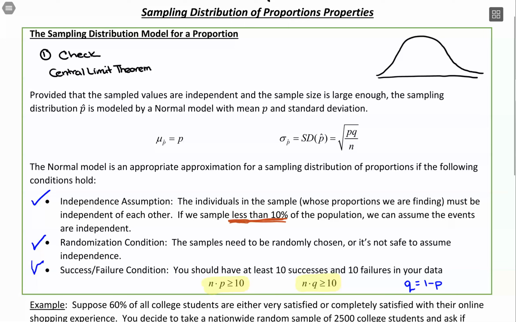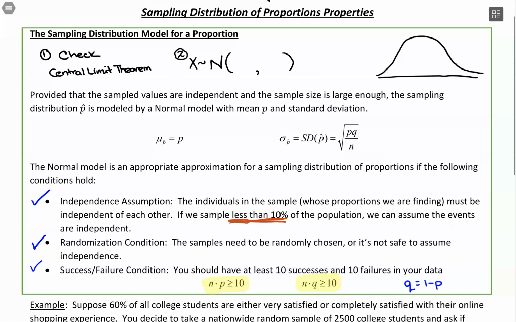So then from there, what we're going to do is build our normal distribution. Building the normal distribution, what we need to know is the center and spread. If we have this random variable, which in this case is representing a sample proportion, and we check the central limit theorem, then we know it's normally distributed. But then what we need to know is the mean and the standard deviation.